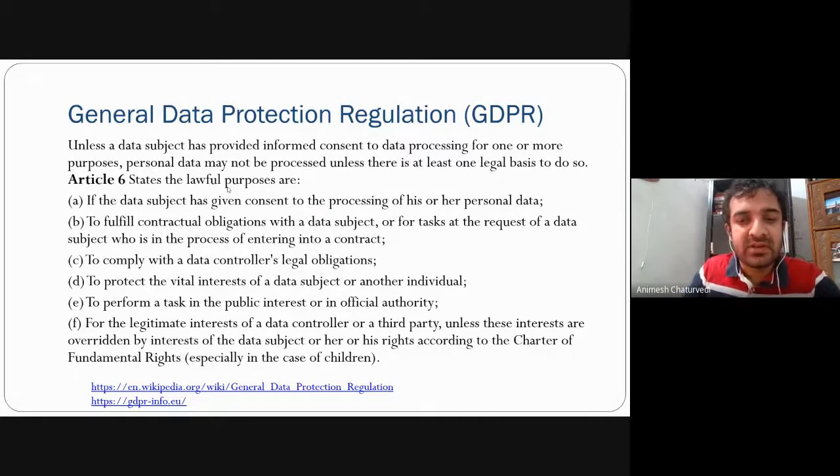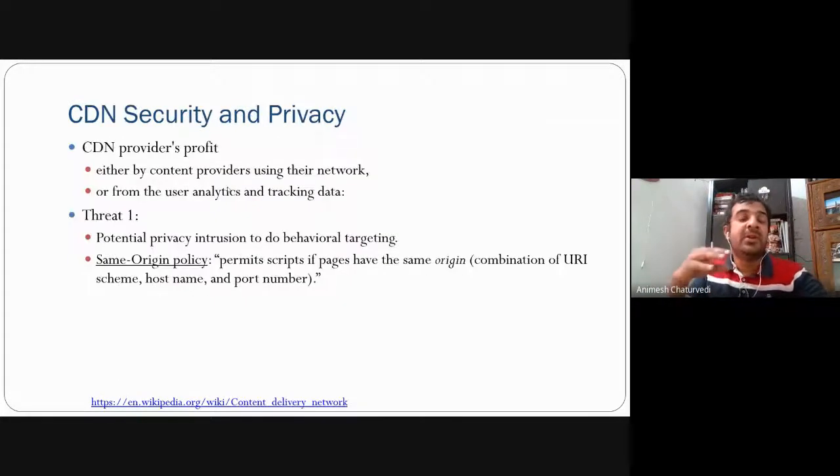Especially some children policies are there, some fundamental rights are there. So these fundamental rights and children policies should not be overwritten or harmed. Then only this data controller and third party can do legitimate data processing. Then we'll discuss the third party as CDN security.